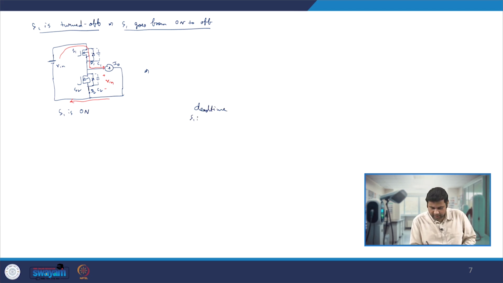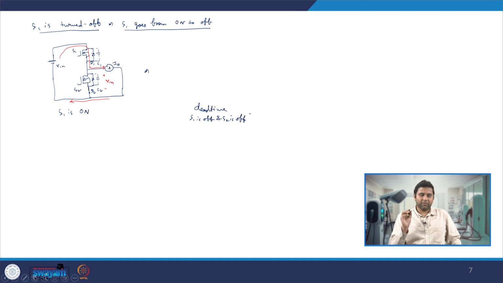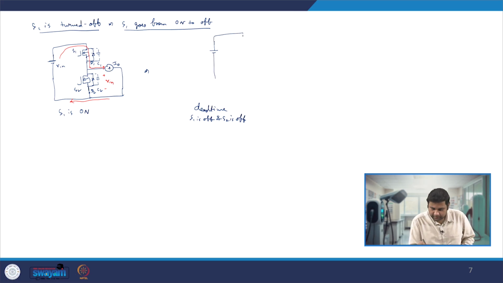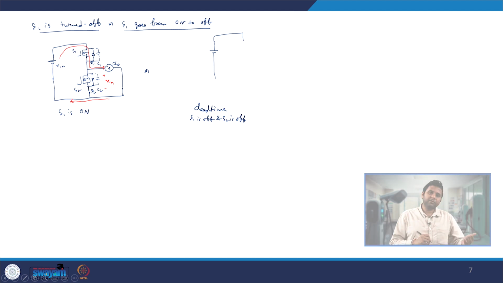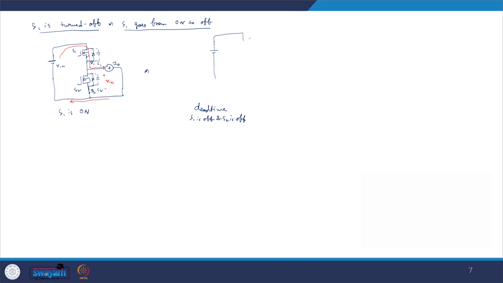During this time S1 is off and S2 is also off, both are off. So during this time, in order to ensure the current I naught remains, see, now there is no channel formed in S1, because you have now removed the gate to source voltage, or made the gate to source voltage correspond to turning off of the devices.